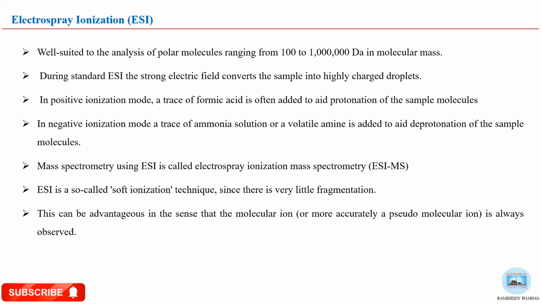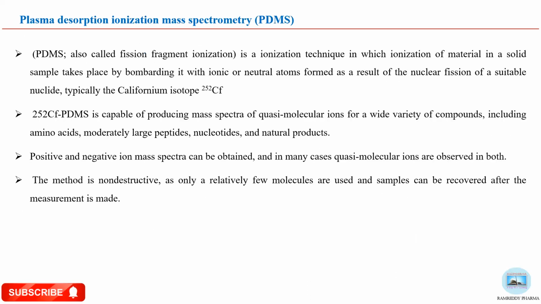And plasma desorption. Plasma desorption is also called the fission fragmentation technique. In this, we are using a nuclear fission technique, which means we are using some isotopes. The isotope most commonly used is the Californium isotope. In this ionization technique, the material is a solid sample.